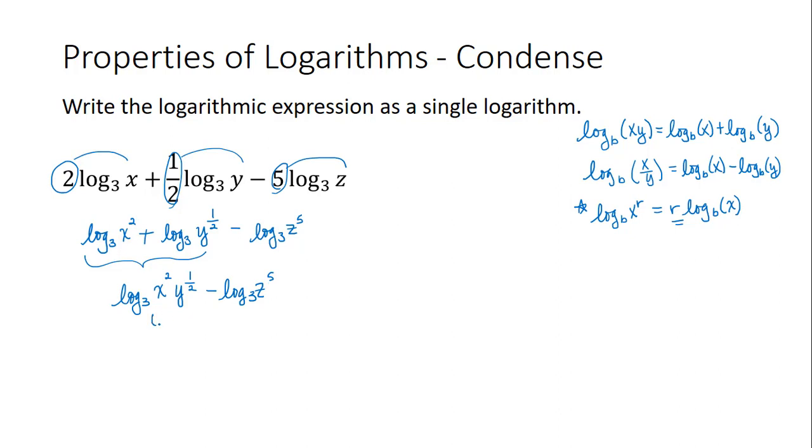Now notice that we have a difference of two logs. The difference of two logs is the same as the log of the quotient. So we can rewrite this expression as the log to the base 3. The first argument is going to become the numerator, so we have x squared y to the 1/2 divided by the second argument will become the denominator, which is z to the 5. If you want to simplify that any further, we can rewrite this as log to the base 3 of x squared, and y to the 1/2 is really the square root of y, divided by z to the 5.